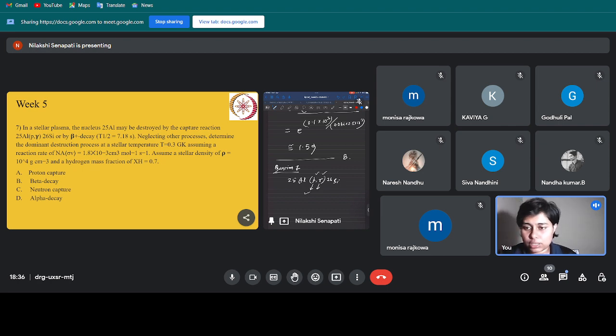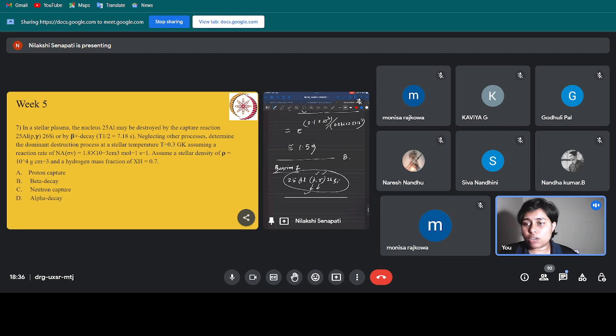But even if you consider this particular reaction, you can tell just by seeing it that it will be proton capture. In beta decay, here it is talked about beta decay, but can you see anything about the electron, like an electron coming out or going in or being captured? There is nothing here related to the electron. So beta decay is also not a possible thing. So proton capture, we can just say it by seeing the reaction itself.